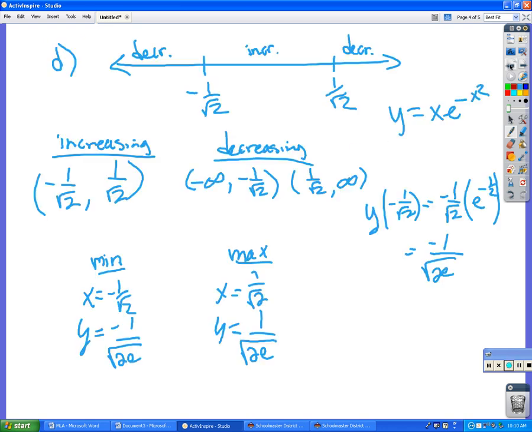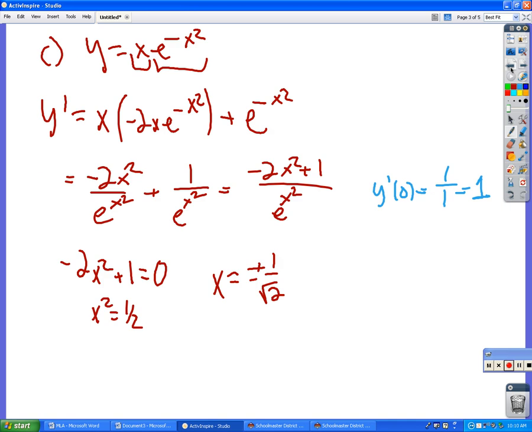Okay, right, and then it says concave up, concave down, so we need to take a look at the second derivative in order to do that. So the first derivative was negative 2x squared plus 1 over e to the x squared.